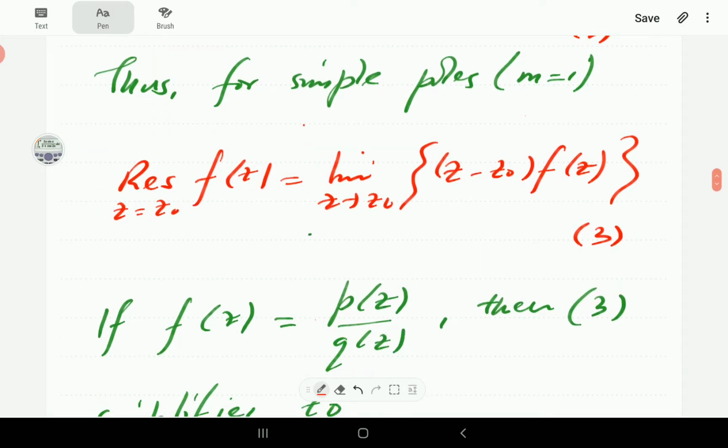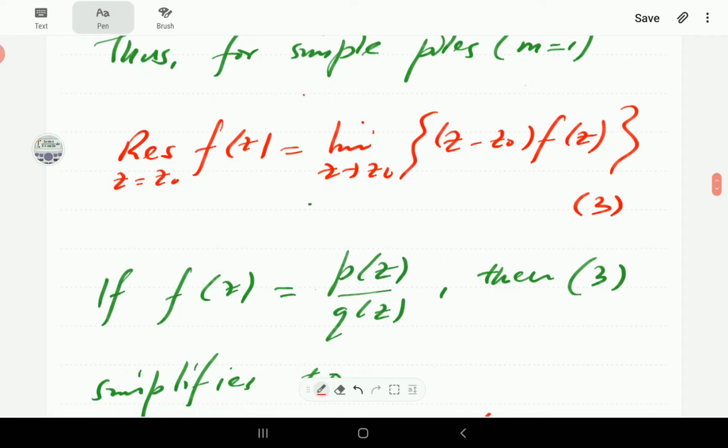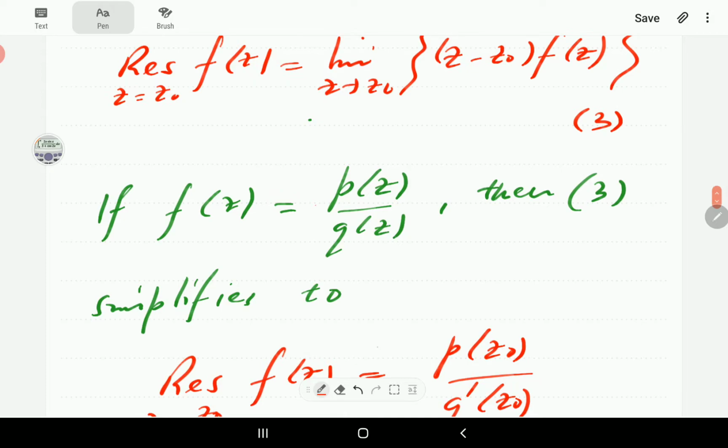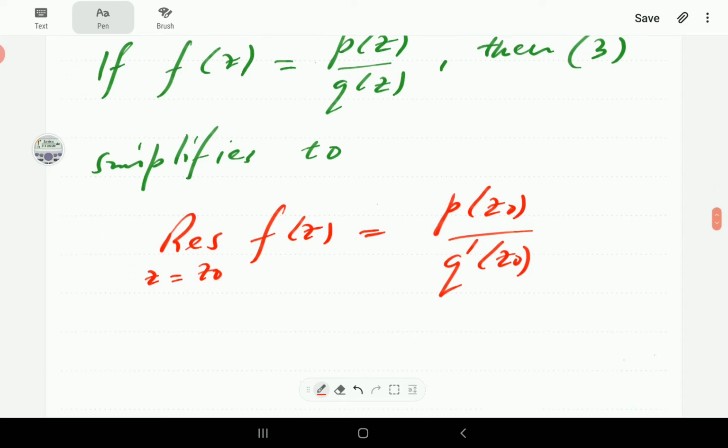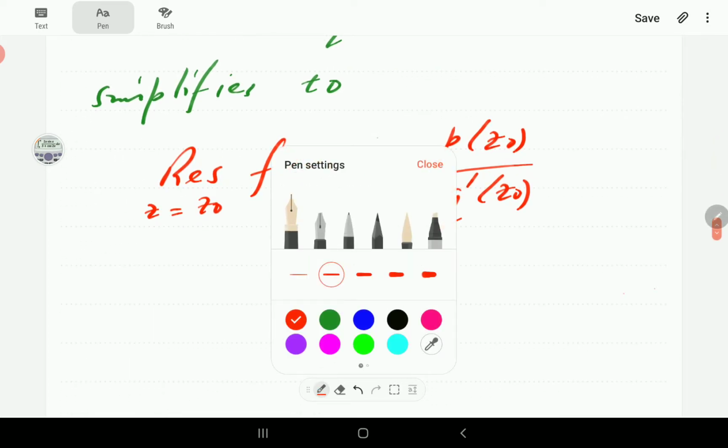So it just works out to the limit of z minus z0 times f of z as z goes to z0. Now, if z0 is a simple pole and f happens to be a rational function, like p of z divided by q of z, then this actually works out to a much simpler formula. The residue is just going to be p at z0 divided by the derivative of q at z0. So now we need to motivate this, so we're going to show you how this works out.